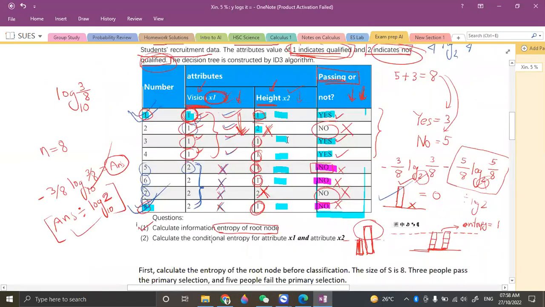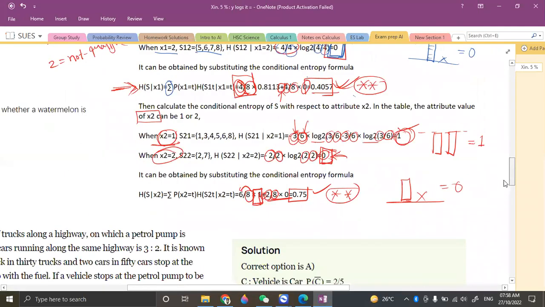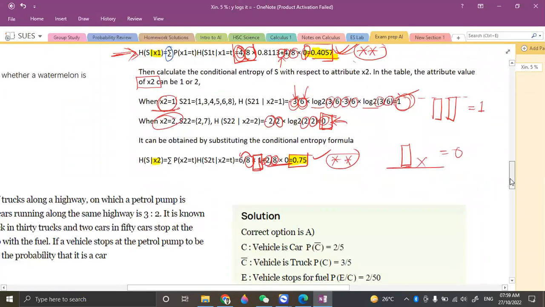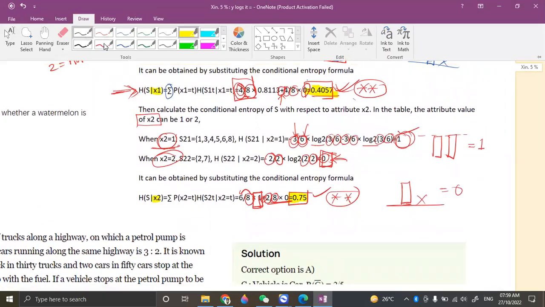The second question here is to calculate the conditional entropy of attributes x1 and x2, right? So conditional entropy, as I mentioned at the star sign here. Yeah, we have solved it. This is the answer for the conditional entropy of x1, and this is the answer for the conditional entropy of x2, right? And for the entropy of the root node, we have to find the root node. So let's see how to find the root node.